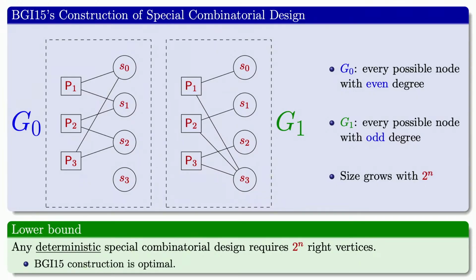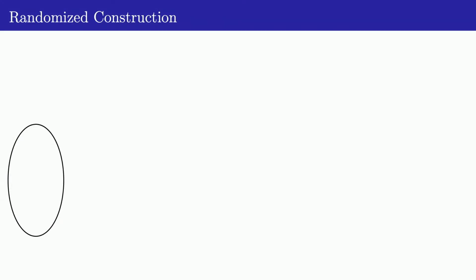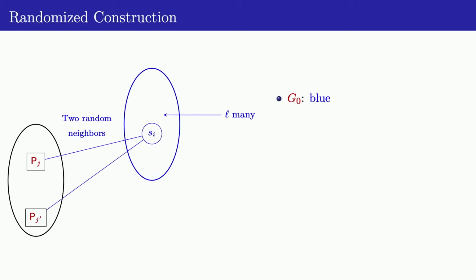So now that we seem to have hit a barrier and can't do anything deterministically, what do we do next? We go to randomized constructions, and this is exactly what we do. The way we sample G0 is probably the first idea you can think of. We sample a random graph, and every vertex here has 2 random neighbors. The important thing is that we sample these neighbors with replacement, so they could go to the same party.